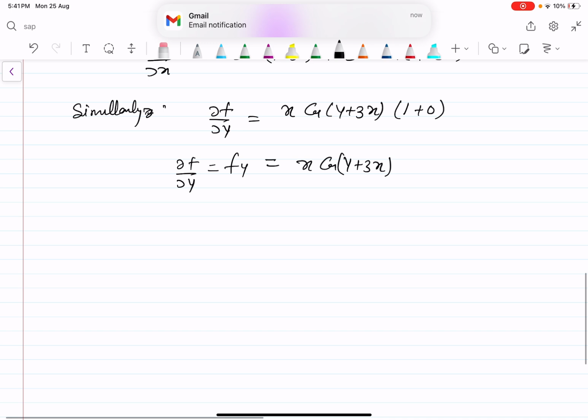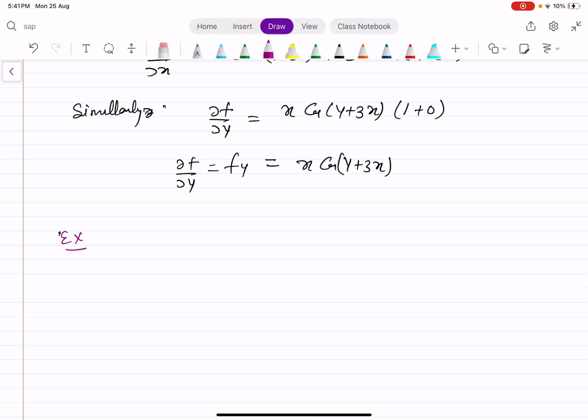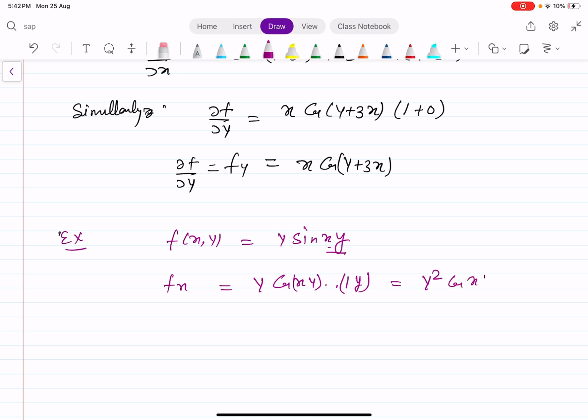Okay, let me take one more example. f is equal to y sin(xy). f(x,y) equal to y sin(xy), and compute fx and fy. So ∂f/∂x will be what? y, differentiation of sin(xy), it is cos(xy) because it is a function of x. And differentiation of xy now, it is differentiation of x is 1, y is constant. So what is coming out to be y² cos(xy).